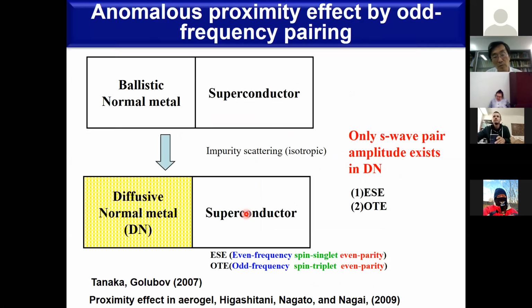It can be possible if we consider a diffusive normal metal attached to a superconductor. Actually, I collaborated with Professor Golubov 13 years ago. The charge transport behavior in a diffusive normal metal is very different when the dominant Cooper pair is even frequency spin singlet S-wave or odd frequency spin triplet S-wave. This so-called anomalous proximity effect is only possible for spin triplet pairing. So I'd like to mention it from now.